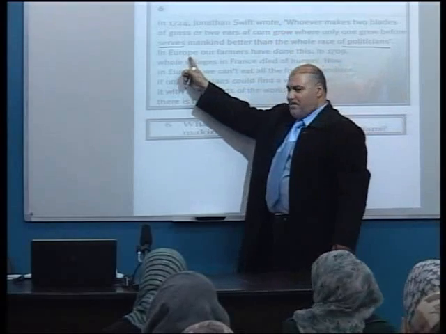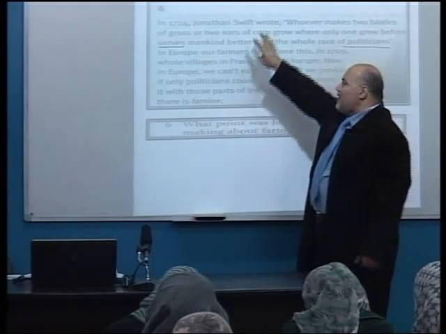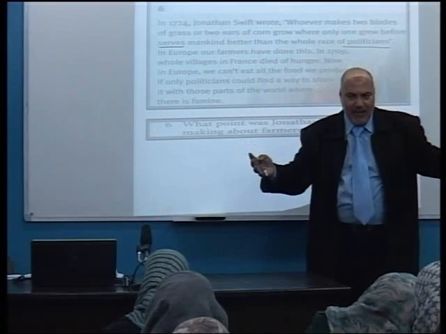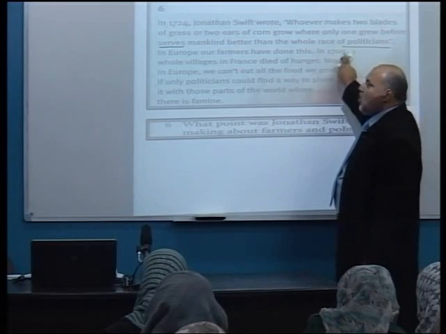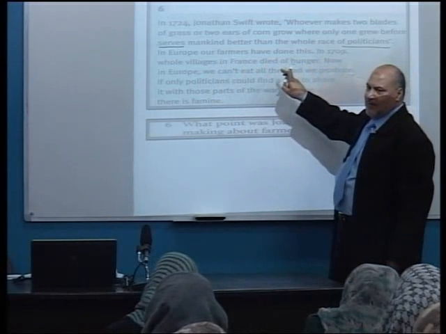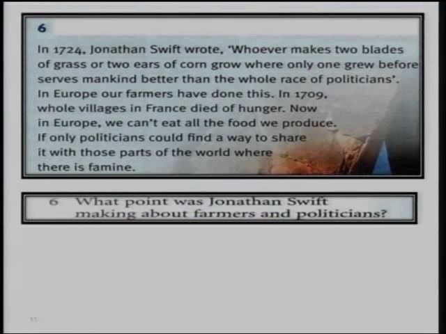So here in Europe, our farmers have done this. In Europe, the farmers make two instead of one. Make bigger crops. Yes. Now, in 1907, whole villages in France died of hunger. Whole villages died of hunger. Yes. Now in Europe, we can't eat all the food we produce. Good. So in the past, people died of hunger. Now we have more food.